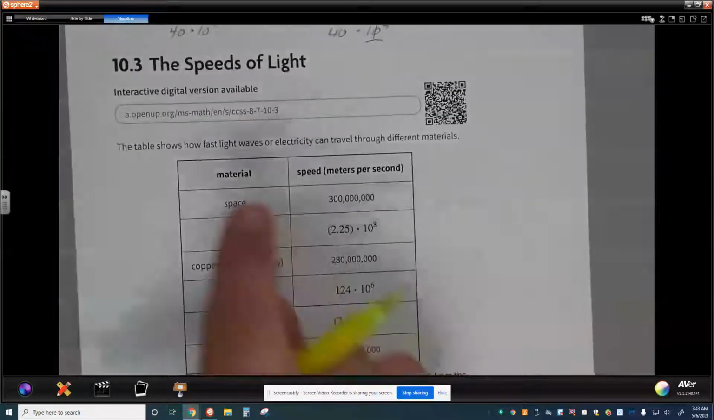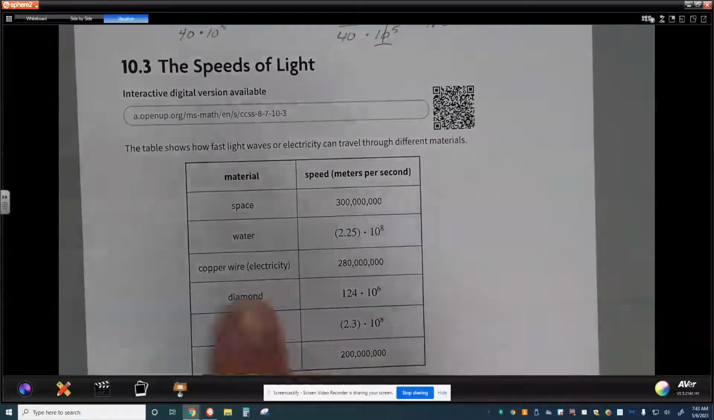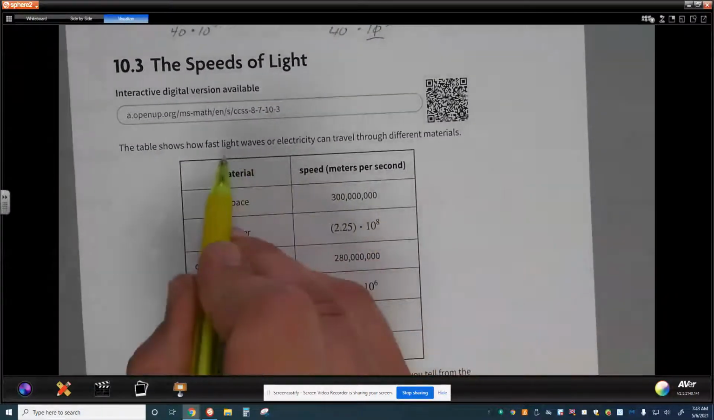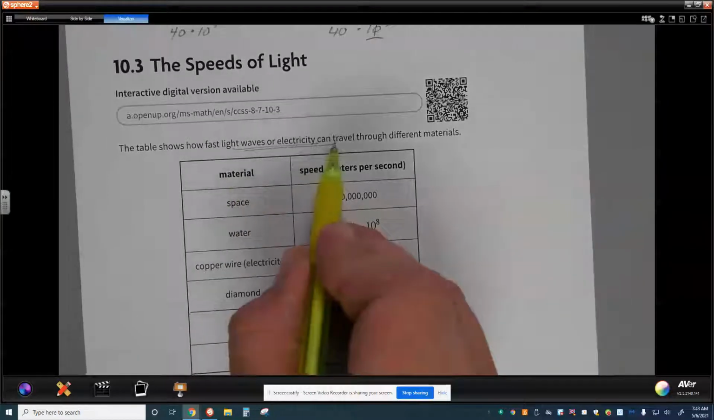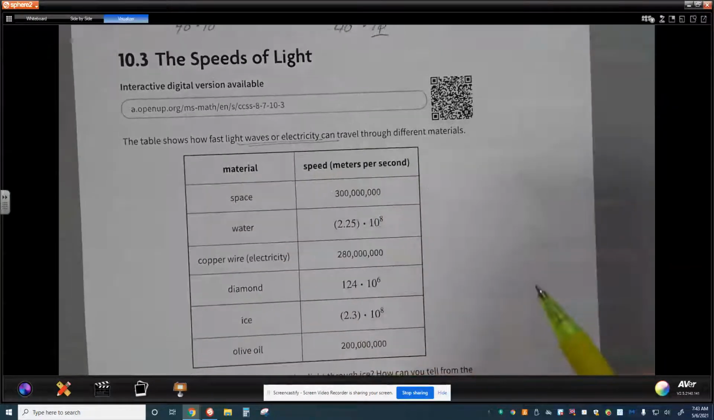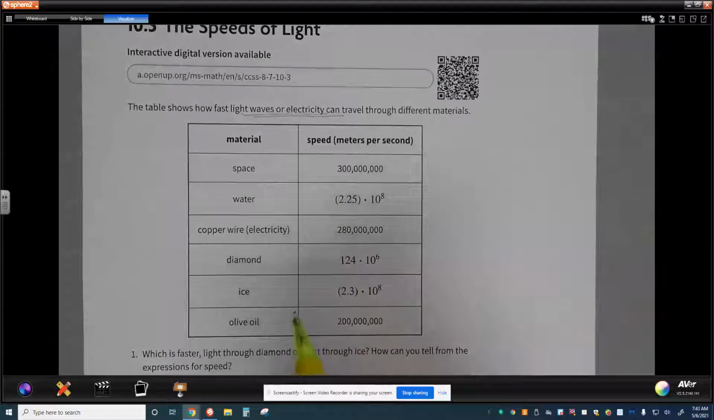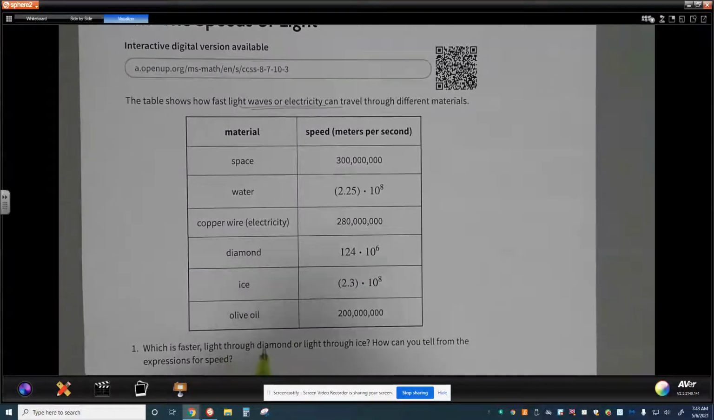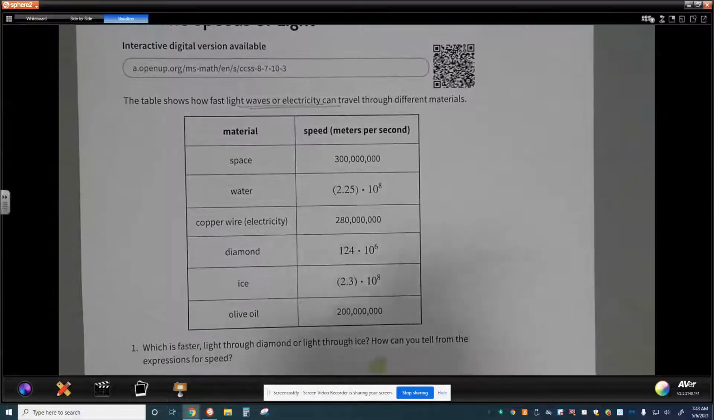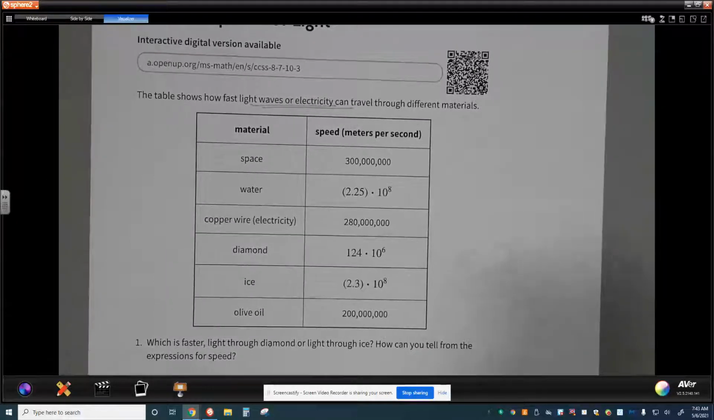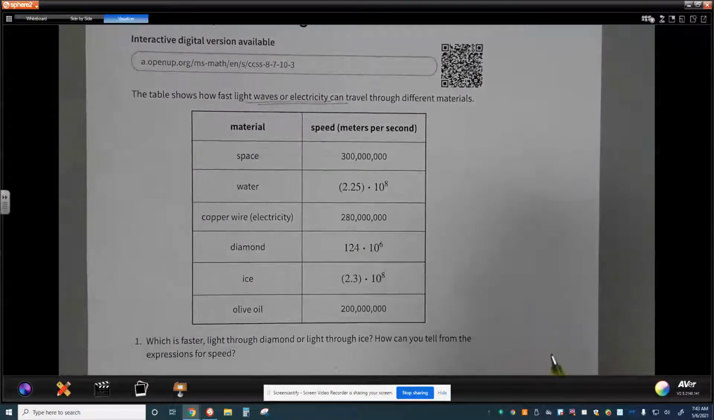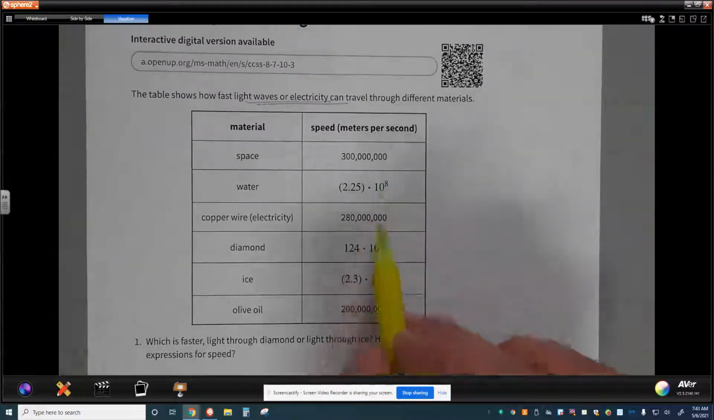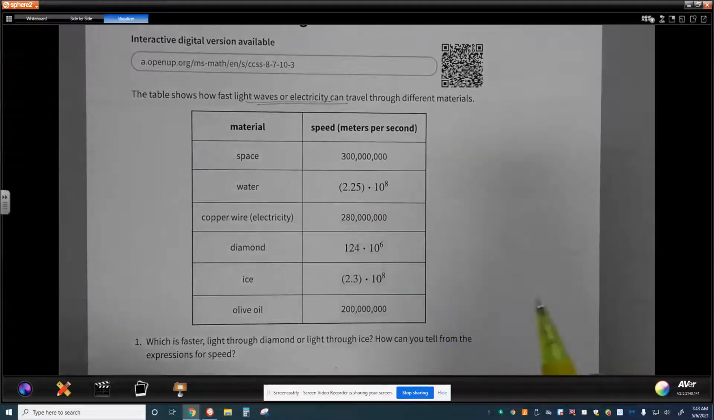Okay. Another one, the speed of light. This is kind of fun talking about the speed of light. The table shows how fast light waves or electricity can travel through different materials. So when we talk about space, water, copper wire, diamond, ice, and olive oil, of these 6 values, which is faster? Of a couple of them, light through diamond or light through ice. And how can you tell from the expressions for the speed? I think one thing that would be really helpful is to set these up in scientific notation.